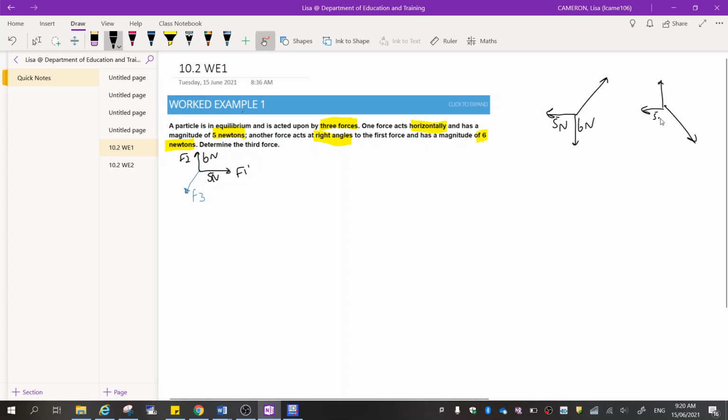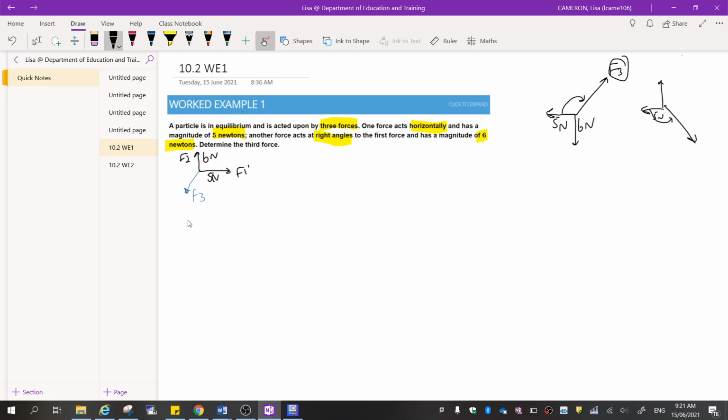Now, the important thing to note here is no matter how you draw this diagram, the angle between your 5 Newton force and your resultant force, F3, is the same in all of these diagrams. It also will have the same magnitude in all of the diagrams. So when we're looking to solve these sorts of questions, we want to find a direction, we want to find a magnitude, and then we want to relate that direction back to one of the axes. It doesn't matter whether I relate it back to the 5 Newton force or the 6 Newton force, just as long as I state what direction it's going in, whether it's clockwise or anti-clockwise, and which force it's related to.